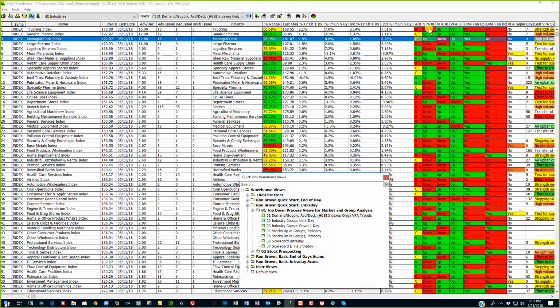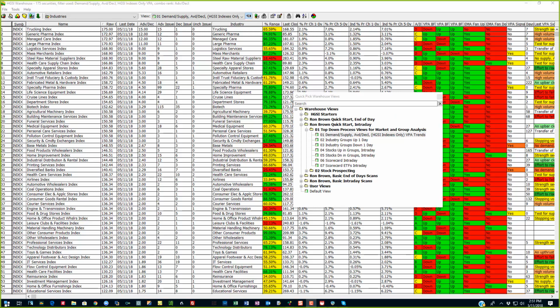The VPA trends are based upon mathematical formulas, and this fan trend right here is based upon moving averages. So what I look for, I want to see stocks that are in an uptrend essentially, and trade off of those. Anyway, let's launch the polling.